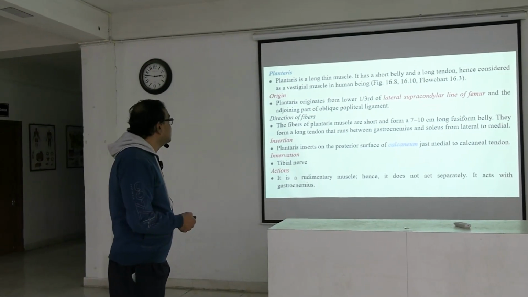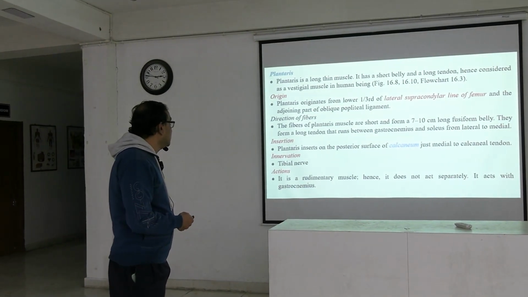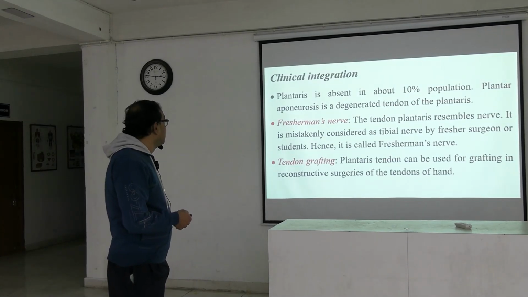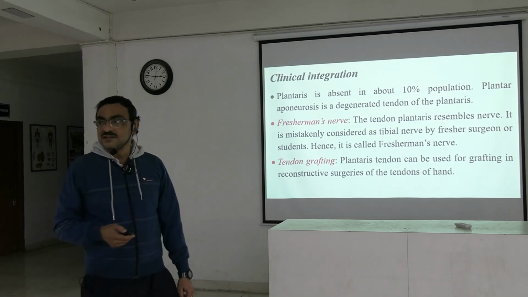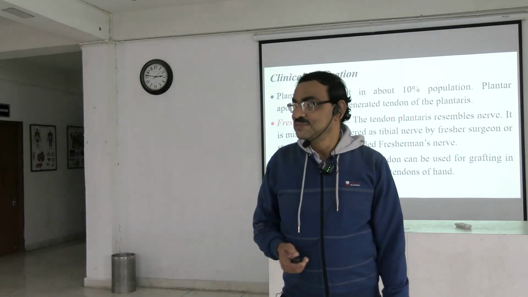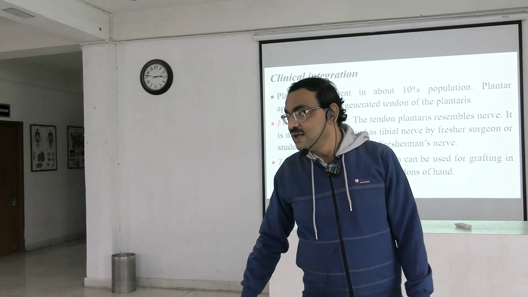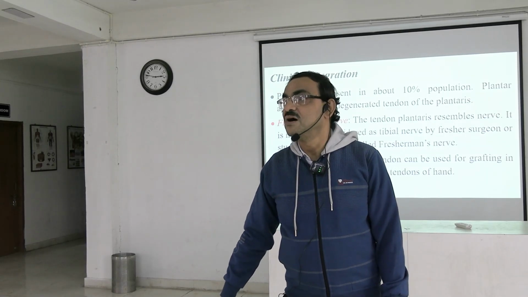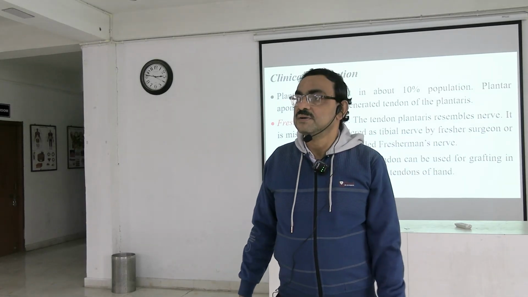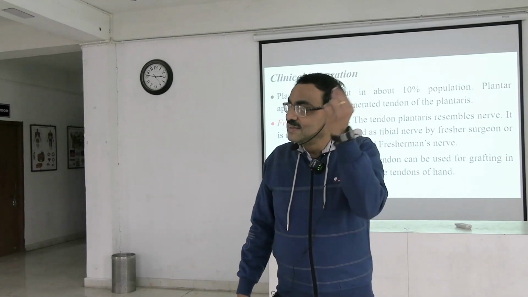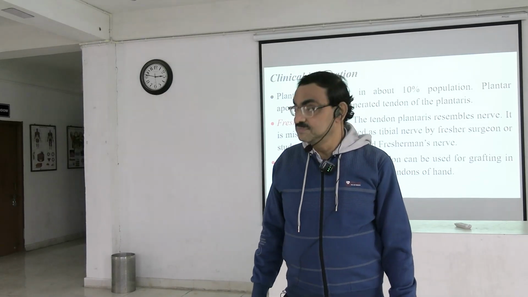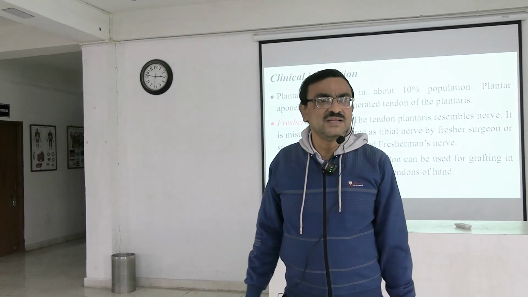Plantaris is absent in 10% of cases. With Fresherman's syndrome, a young surgeon, young anatomist may mistake it as a nerve. It is taking origin from the lateral side and going medial to the medial side of the Achilles tendon. Sometimes the muscle bulk is absent, only the thin tendon is present. And this tendon is also used in different grafting. This plantaris tendon, because this muscle is hardly needed.